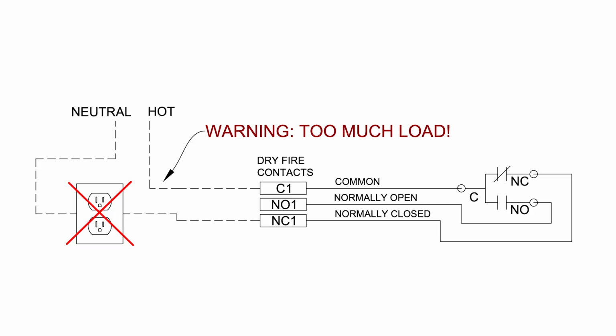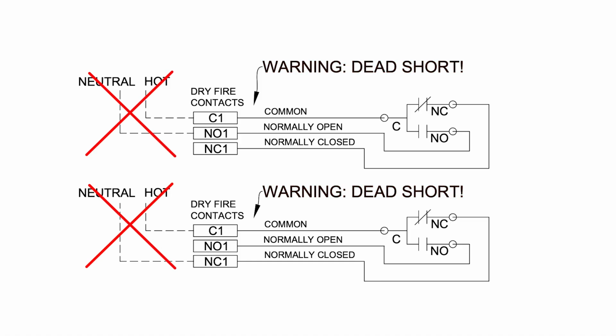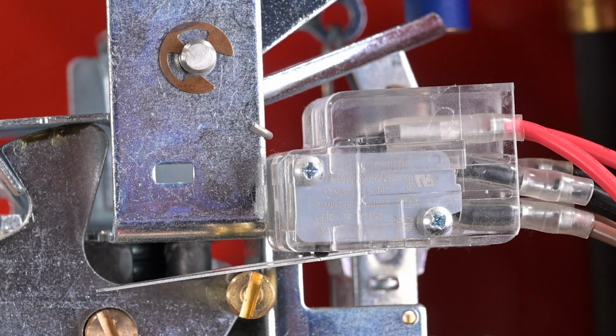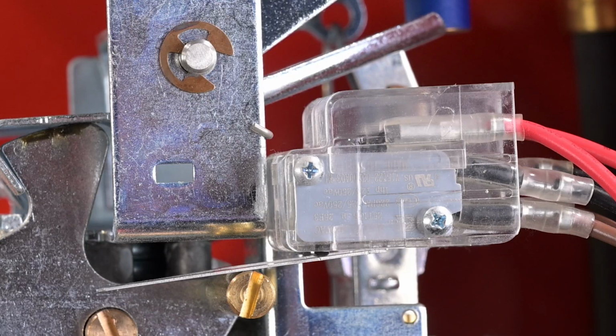Do not bring outlet or appliance power straight through the contacts. Do not wire both coil voltage hot and neutral to the contacts, as this will short the relay. Alternatives to the dry fire contacts are a fire suppression microswitch. This would need to be a free microswitch.